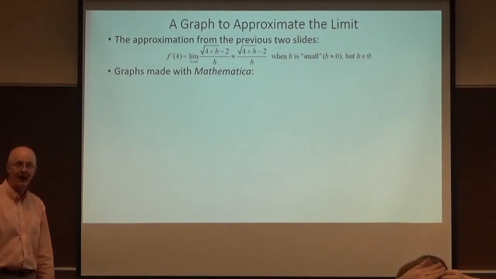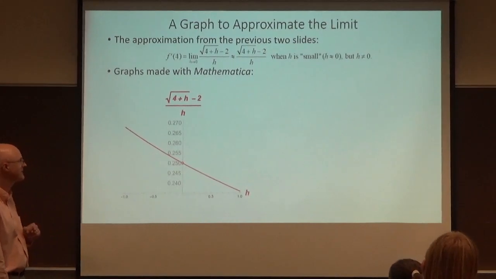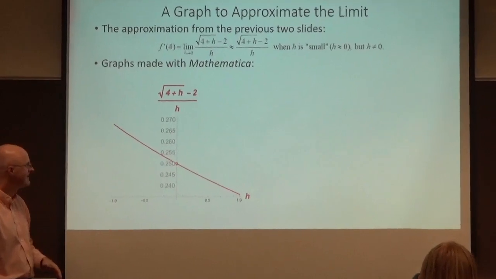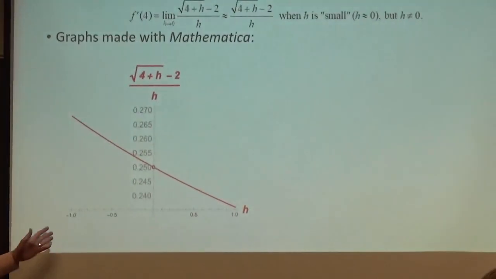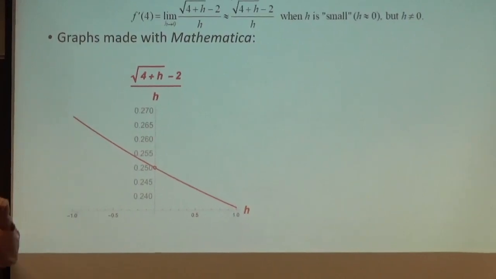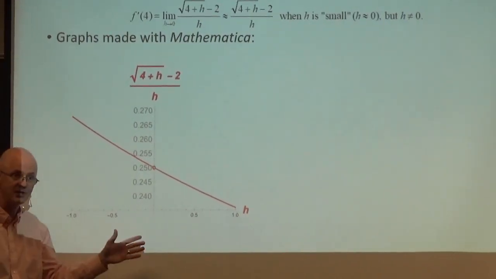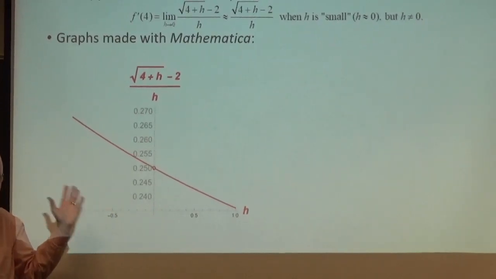The graph is even wilder. Here's what it looks like. Well, okay, this is not such a wild graph. Here's what the graph looks like, letting h go between negative 1 and 1. This is the graph of the thing I'm using to approximate the derivative as a function of h. That's okay to do. I can graph it as a function of h. This is not the original function. This is not the square root function.